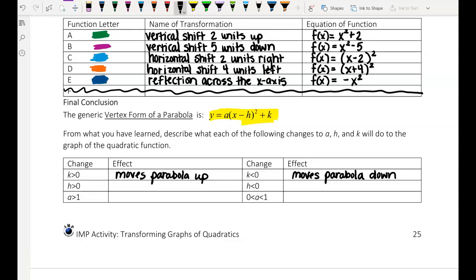If h is a positive value, what direction does it move the parabola? Now, we're not talking about the equation. We're talking about just the h value itself. If h is positive, it moves the parabola to the right. Remember, if h is positive, it would be x minus a number, so it's still moving it to the right. If h is negative, it moves the parabola left.